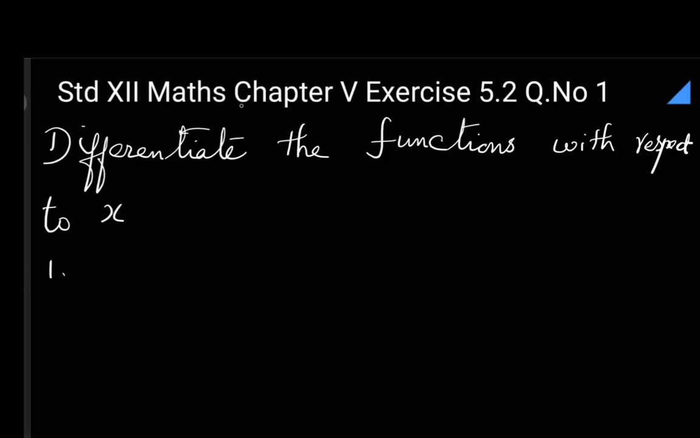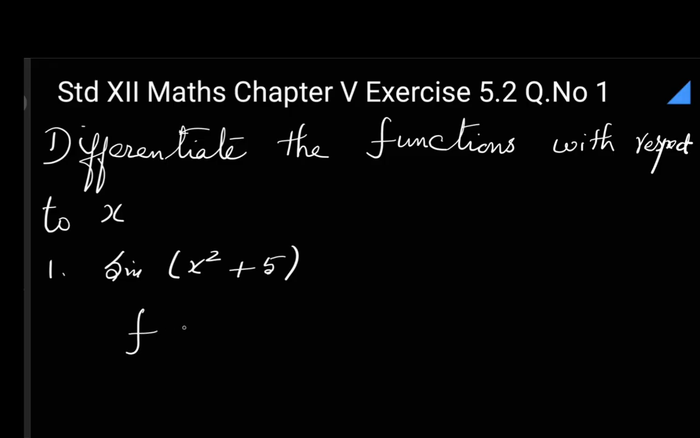Standard 12th Maths, Chapter 5, Exercise 5.2, Question number 1. So I am going to do the sums from the NCERT book. First question is differentiate the functions with respect to x. Sine of x squared plus 5. This is the function given for you. We have to differentiate with respect to x.